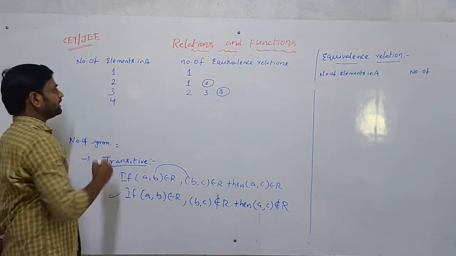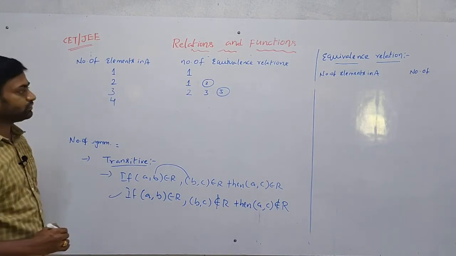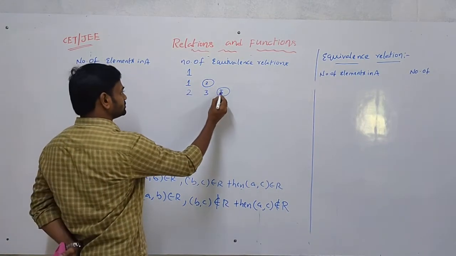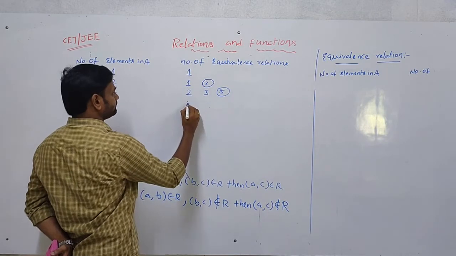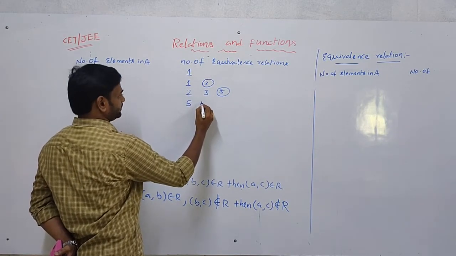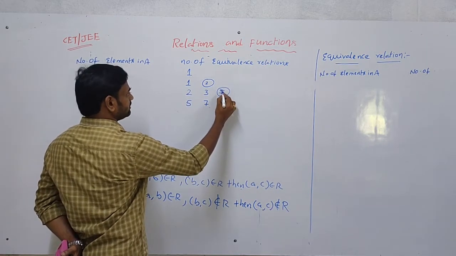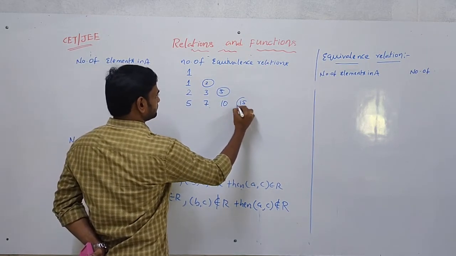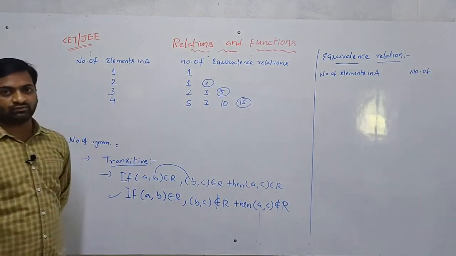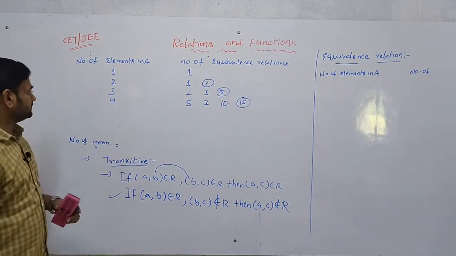If you have 4 elements in the set A, the number of equivalence relations is, what is the last element? It is 5. 2 plus 5, that is 7. 3 plus 7, that is 10. 5 plus 10, it is 15. The number of equivalence relations is 15.